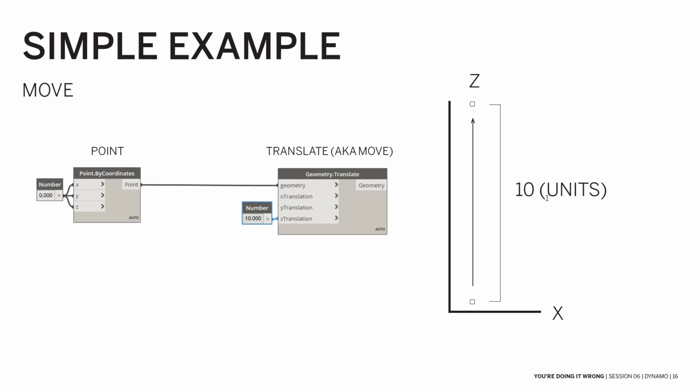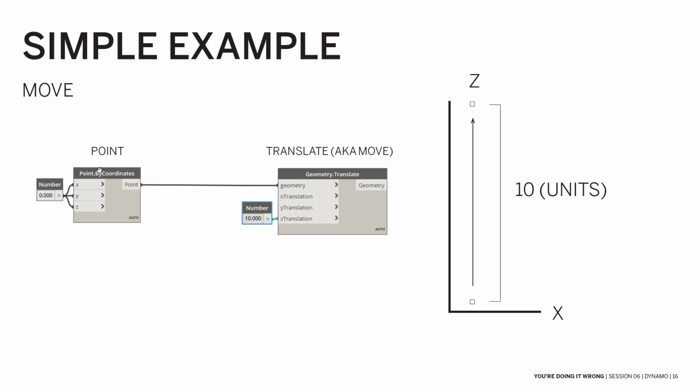And the units are whatever Revit is in this case. So if you're working in Imperial, it's feet or inches. If you're working in metric, it's meters. But in this case, I've plugged in 10 into Z. So I'm moving it by 10 units in the Z direction. And then the resultant output is this geometry here. So now I have a point that's been moved by 10 units in the Z direction.